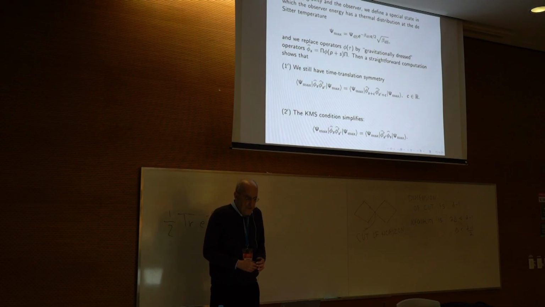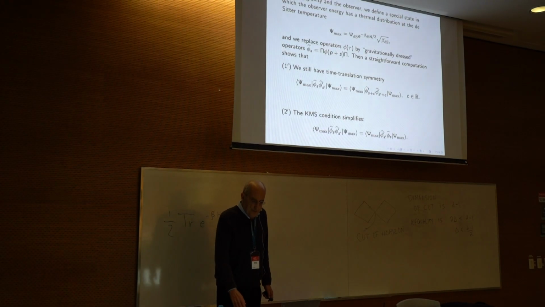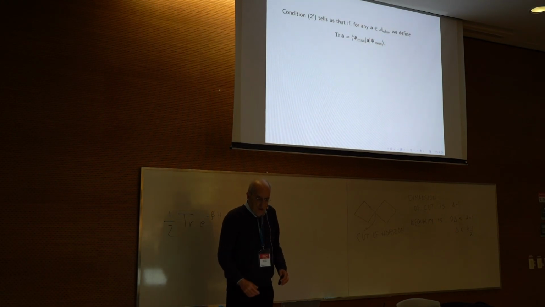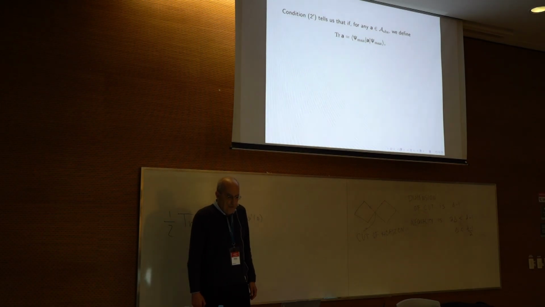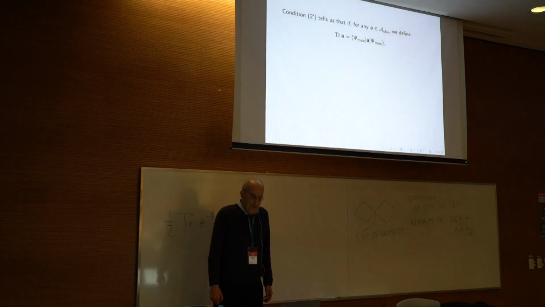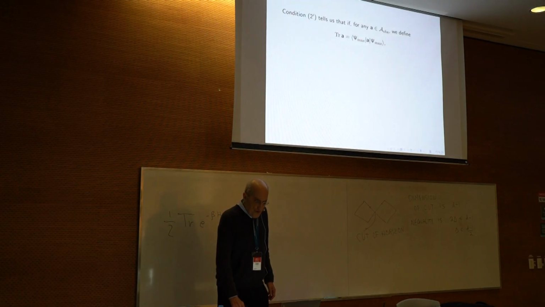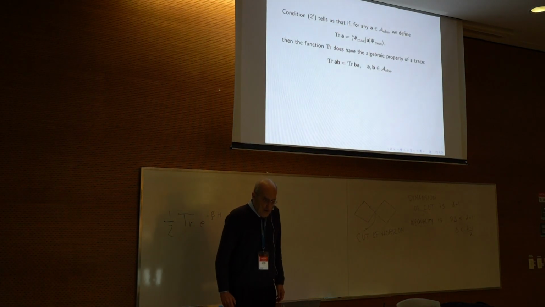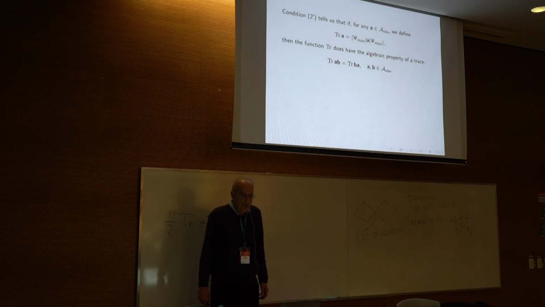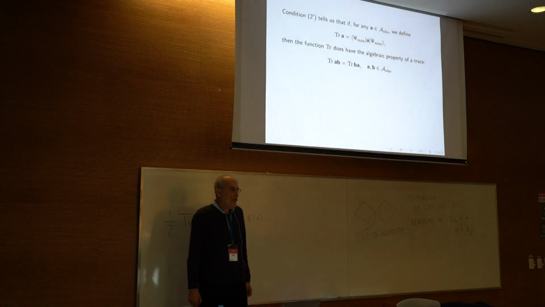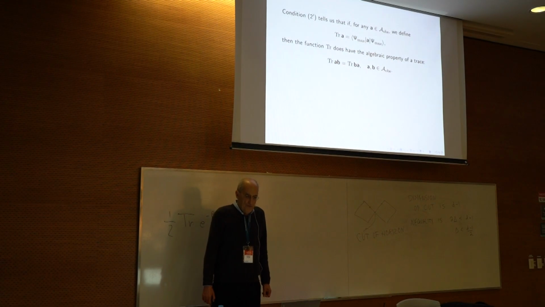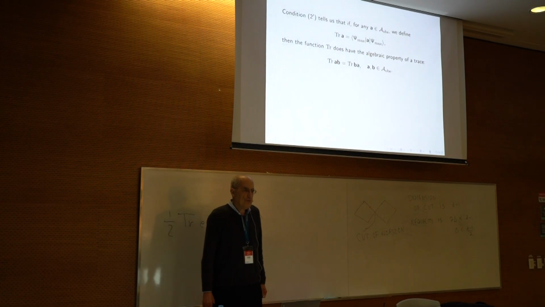Now, what is the significance of this modified condition 2 prime? It says that if for any element of the observer algebra, we define the expectation value of A in the state psi max to be what I'll call trace of A, then the function trace does have the algebraic property of a trace. The trace of AB equals the trace of BA for any A and B in the observer algebra.